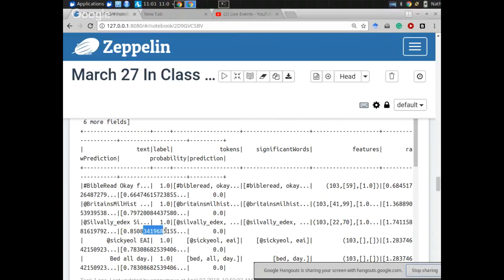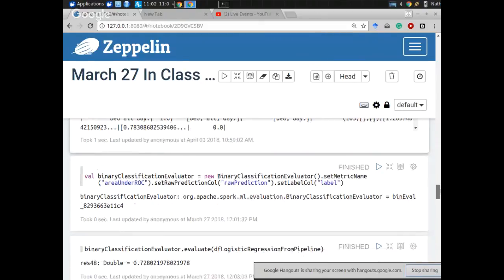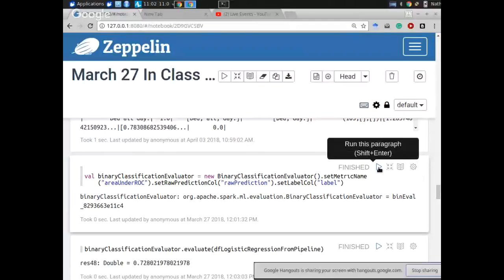So this one here, it's pretty confident it's health related, whereas this one, it's less confident that it's health related. Okay. These are sort of classifications that it's using for these. Okay, let's continue to go on here.